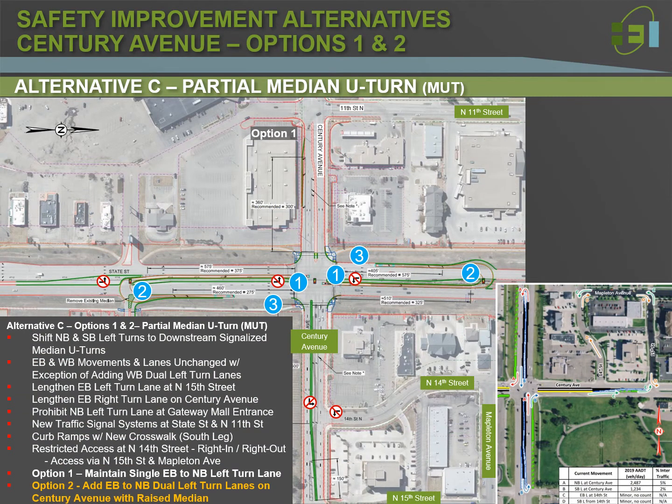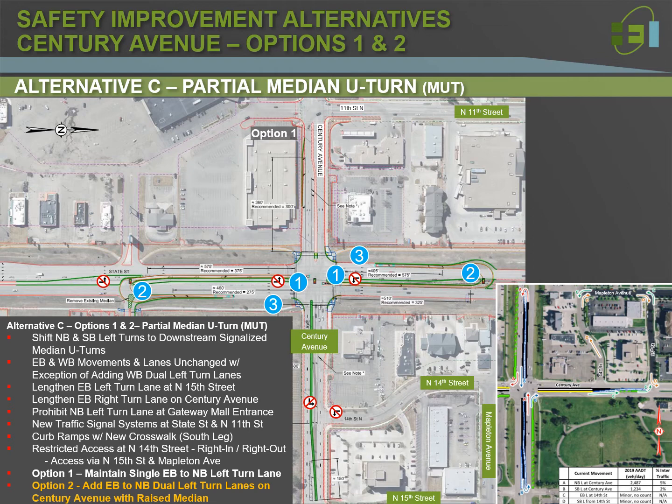Alternative C, partial median U-turn at Century Avenue, focuses on the improvements along State Street, which include shifting the northbound and southbound left turn lanes through the Century Avenue intersection, blue circle number 1, to where drivers would make a U-turn at a new signalized median location, blue circle number 2, and travel in the opposing direction to complete a right turn to continue travel along Century Avenue, blue circle number 3. This alternative would remove the northbound left turn lane at Gateway Mall entrance.